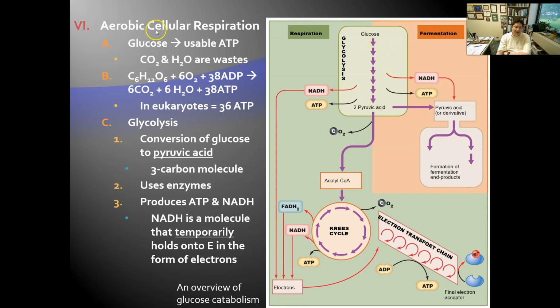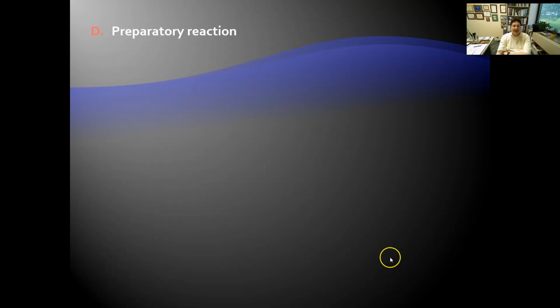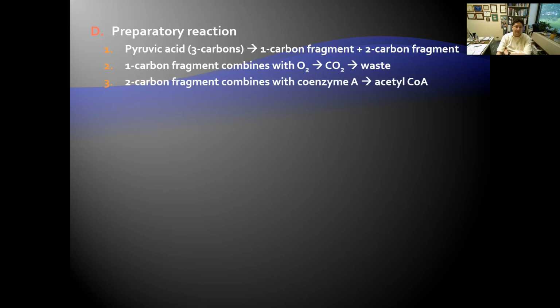Now, if we have oxygen, this is aerobic, I'm going to go this way. Okay? So now I'm going to take my pyruvic acid. This is actually glycolysis if you're interested. I'm going to take my pyruvic acid and we're going to do something called the preparatory reaction. So I'm going to break it into a 1-carbon piece. Remember, it's 3 carbons, and a 2-carbon piece. The 1-carbon piece combines with oxygen, it becomes CO2, and it's released as a waste. You're breathing it out right now as a waste.